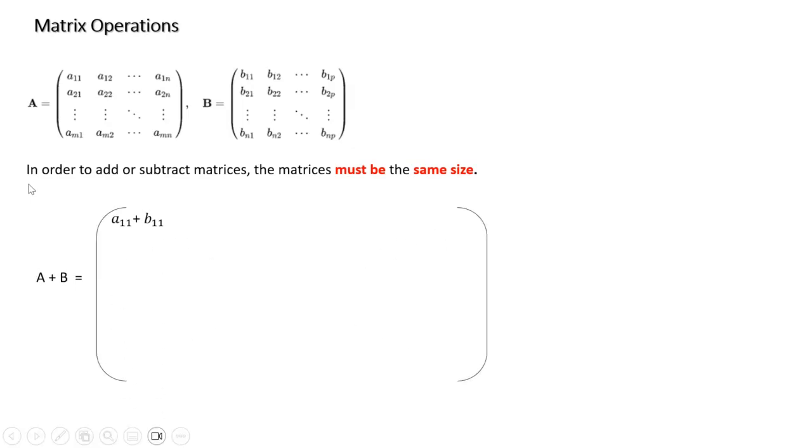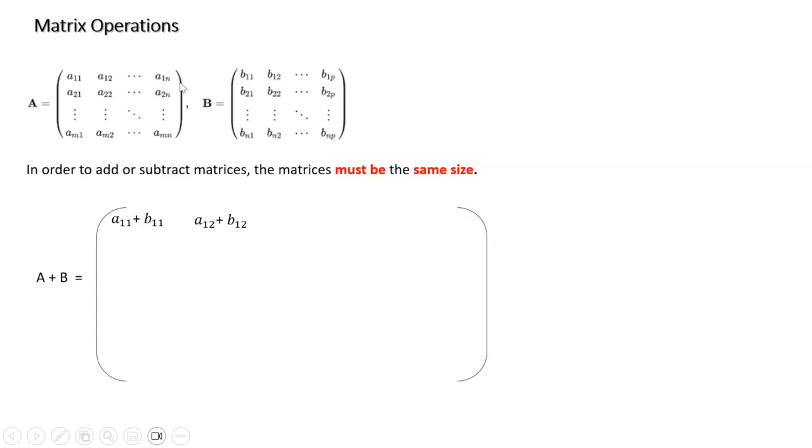Okay, this is matrix A plus B. So this is how you're going to add them. You add the same position, guys, but on matrix A and on matrix B. So it's going to be A11 plus B11, and then A12 plus B12. And it's going to go all the way through the first row, across the number of columns.